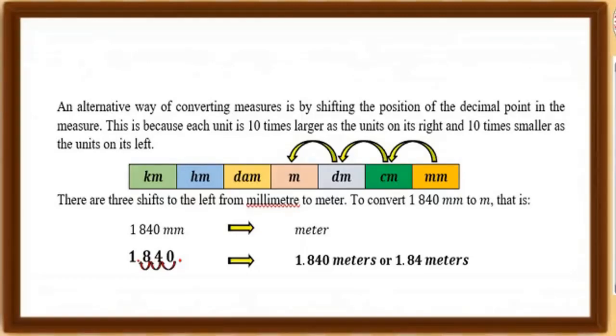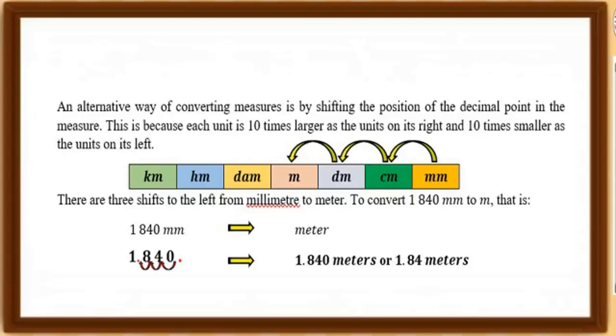This is an alternate way of converting measurement, by shifting the position of the decimal point in the measure. This is because each unit is 10 times larger than the unit on its right and 10 times smaller than the unit on the left. So there are 3 shifts to the left from millimeter to meter. So to convert 1,840 millimeters to meters, we're going to have 3 steps in shifting from millimeter to meter. Therefore, from our decimal point, we're going to shift 3 times.